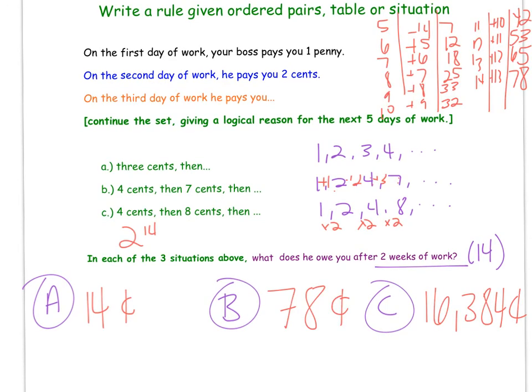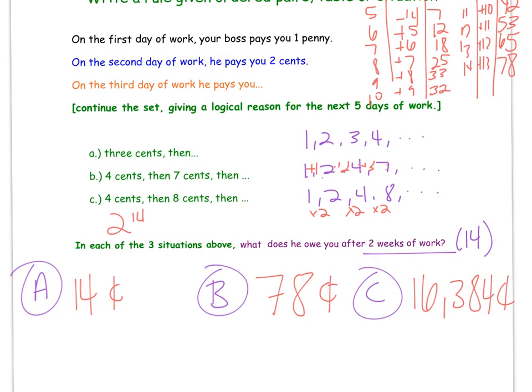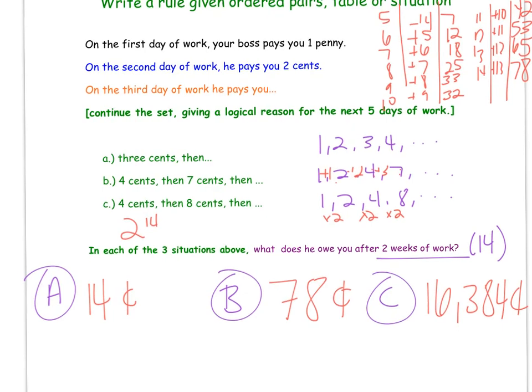Notice that in situation A you get 14 cents, in B you get 78 cents, and in C you get 16,384 cents because of how they're increasing. And so if I was going to have my boss pay me, I would like to get paid in situation C personally. But did you figure out the same answers?